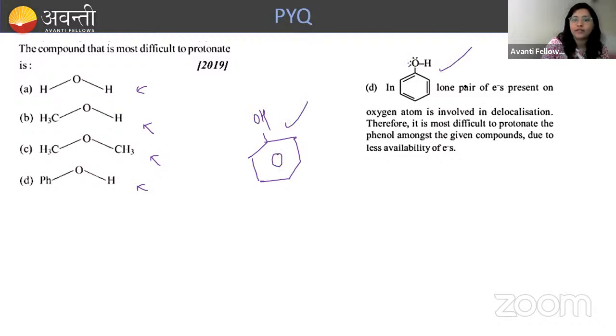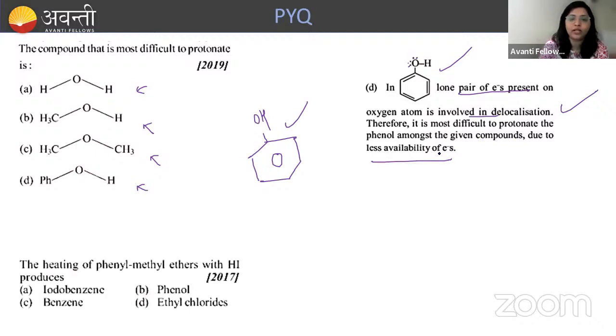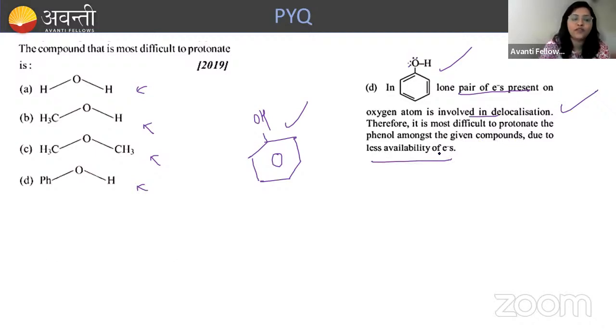यहाँ पे लोन पेयर प्रेजेंट है. सो लोन पेयर ऑफ इलेक्ट्रॉन प्रेजेंट ऑन दिस ऑक्सीजन आर इन्वॉल्व्ड इन डीलोकलाइजेशन, राइट? सो फेनॉल अमंग्स द गिवन कंपाउंड, ड्यू टू लेस अवेलेबिलिटी ऑफ इलेक्ट्रॉन, इट इज मोस्ट डिफिकल्ट टू प्रोटोनेट. So that's why D is our correct answer.